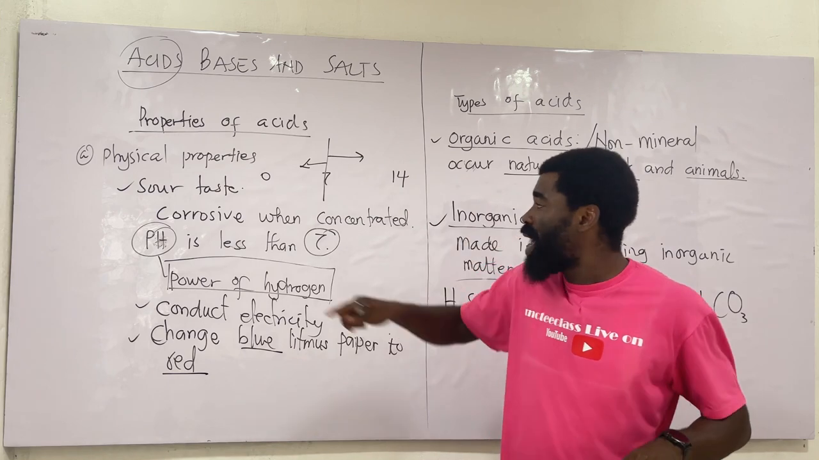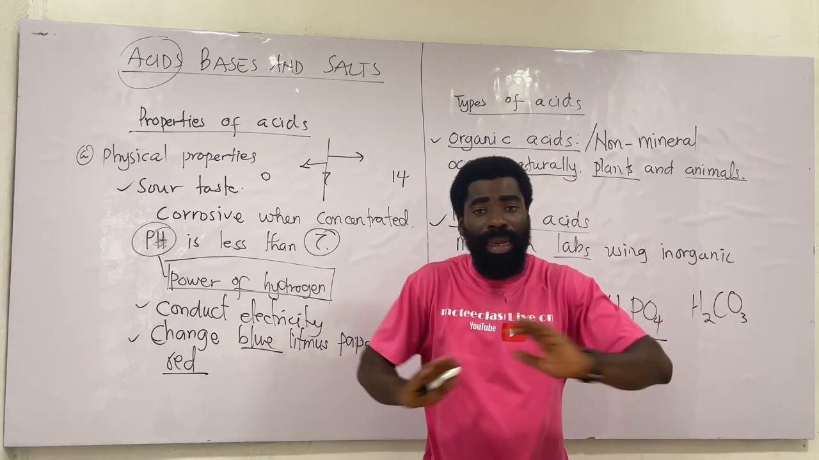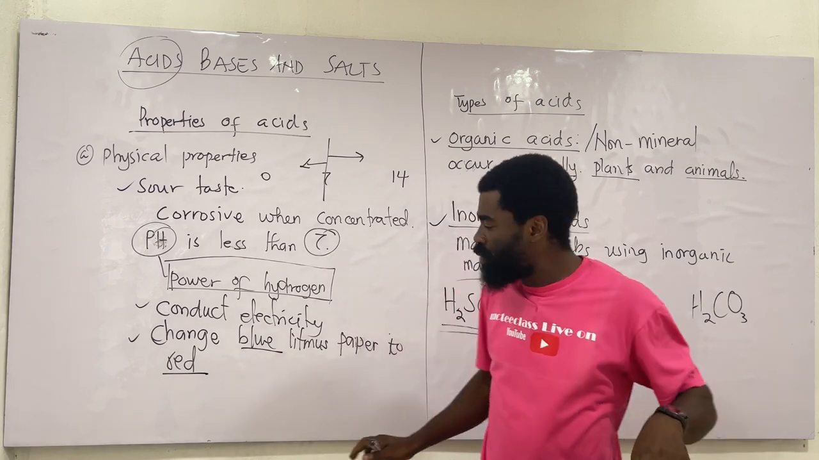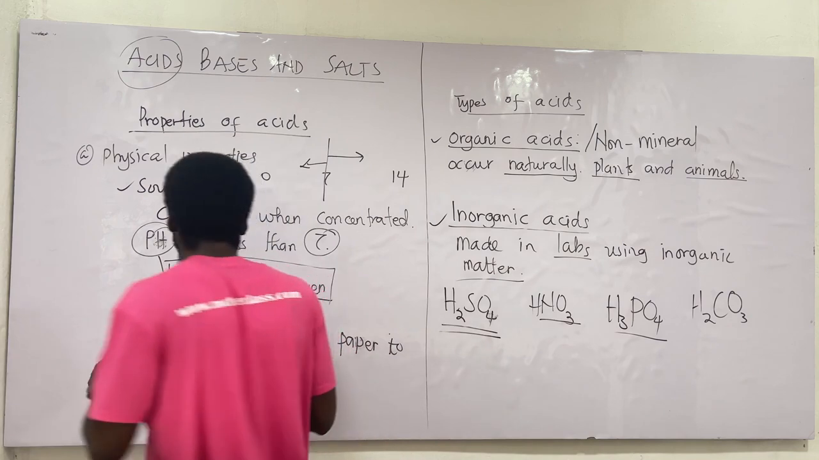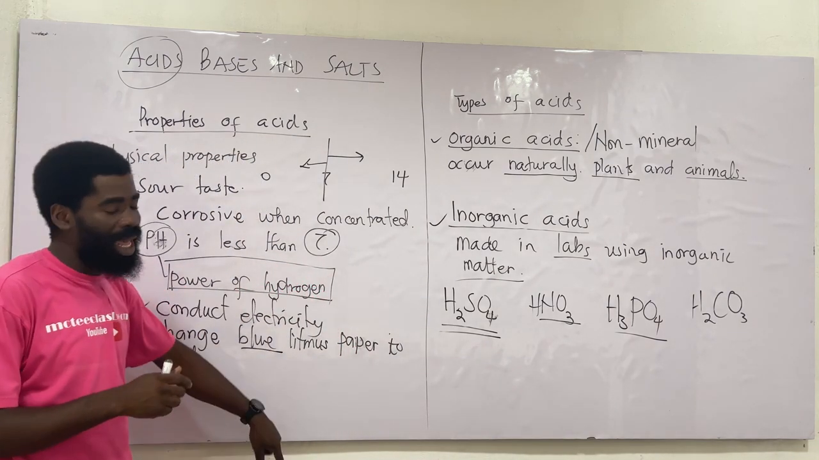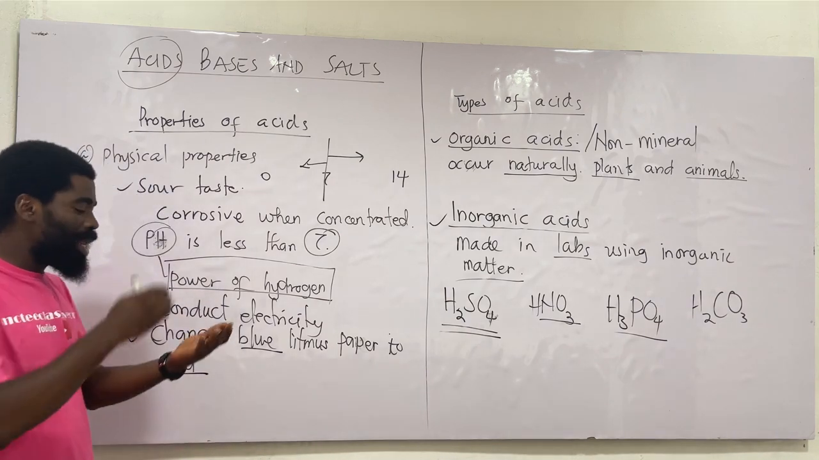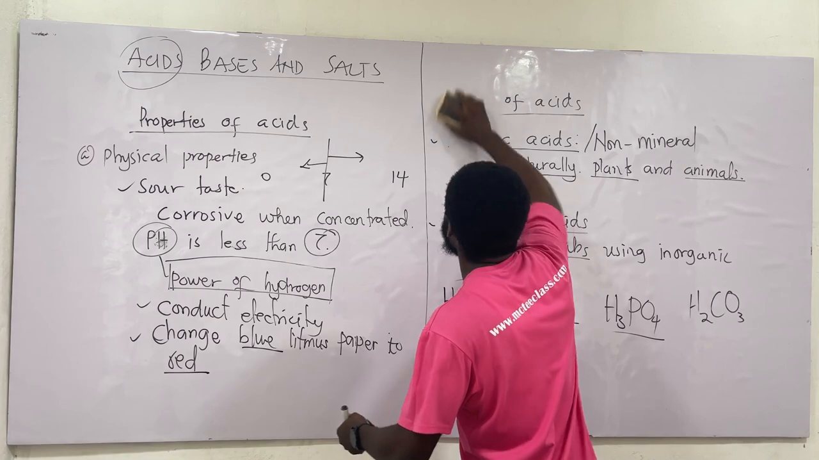Take note of that. Water is neutral, so it has no effect on the litmus paper. The color will not change. You get the point I'm making here? Good. So when I put a red litmus paper in a solution and the paper does not change color, then we say that it can either be water or what? Or an acid.